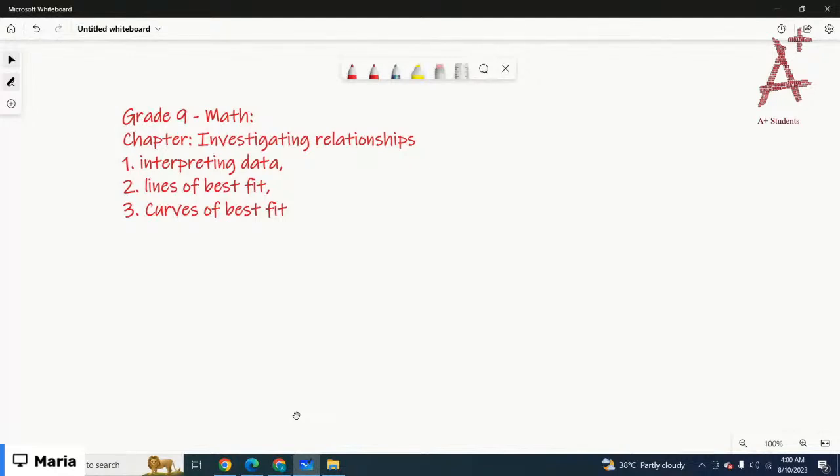So, we are here for grade 9 math. We are working on the book Principles of Mathematics Nelson, grade 9. We're going to start today with chapter 6, that is Investigating Relationships. The lessons we're going to cover today are 6.1 Interpreting Data, 6.2 Lines of Best Fit, and 6.3 Curves of Best Fit. So, let's just start with the first lesson.